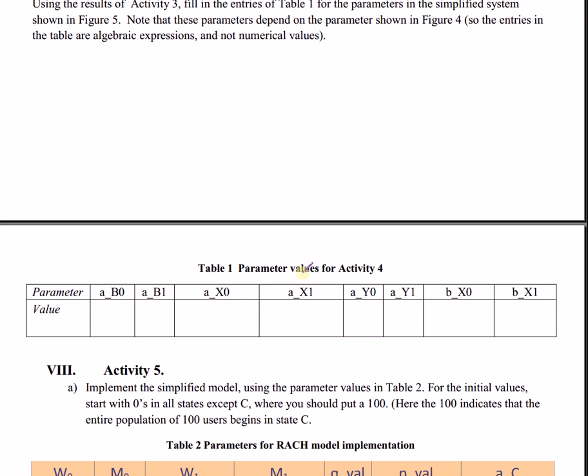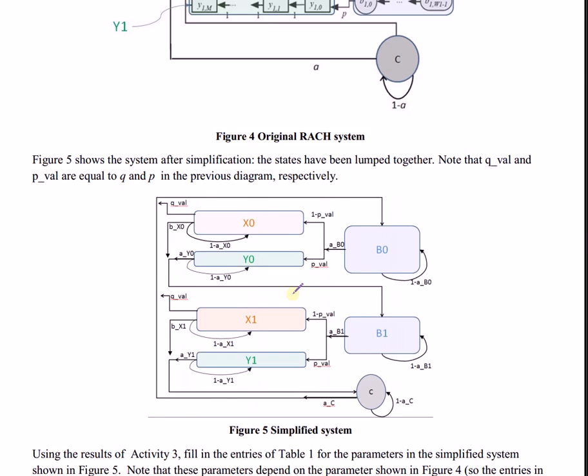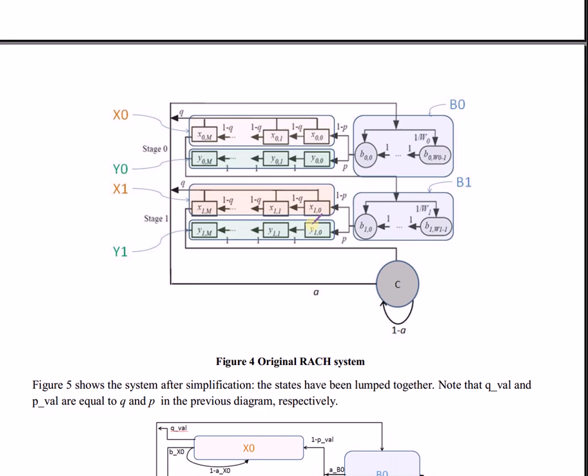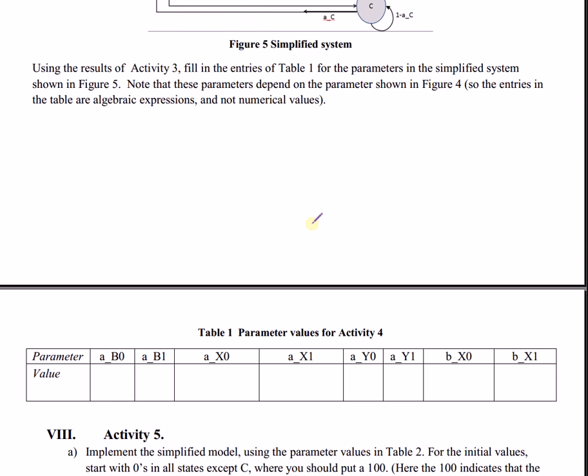What I want you to do for this table is to put values of these parameters in terms of the parameters that are given in the original system. Okay, let me see if I can do an example here.